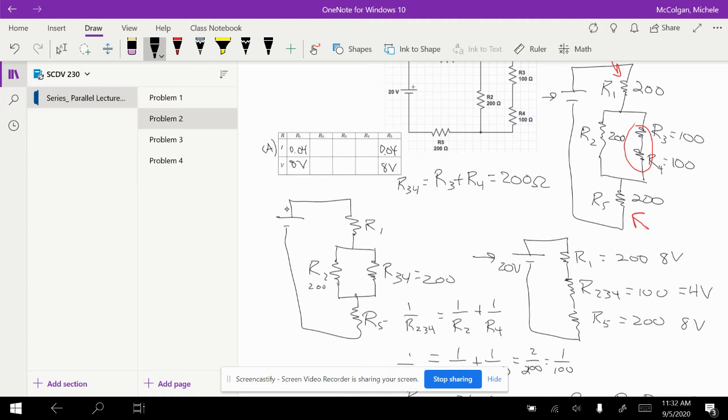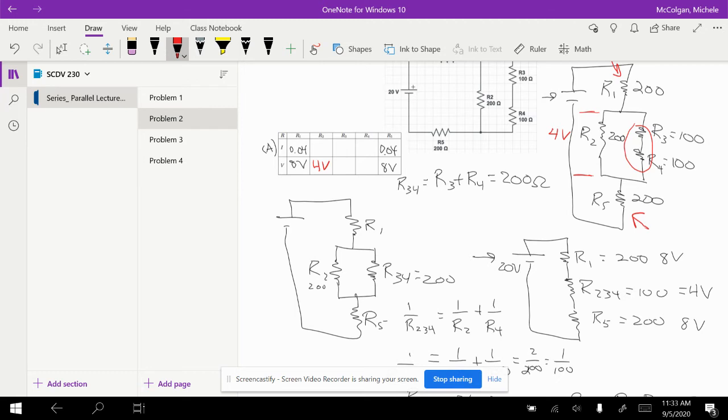Okay, so now what about R2, R3, and R4? Well, if I look, R2 is the only resistor here. So I know the voltage drop from here to here is 4 volts. So I know that there's a 4-volt voltage drop across R2. So I can just write that in. So this is going to be 4 volts, right? And I can figure out the current for that in a minute.